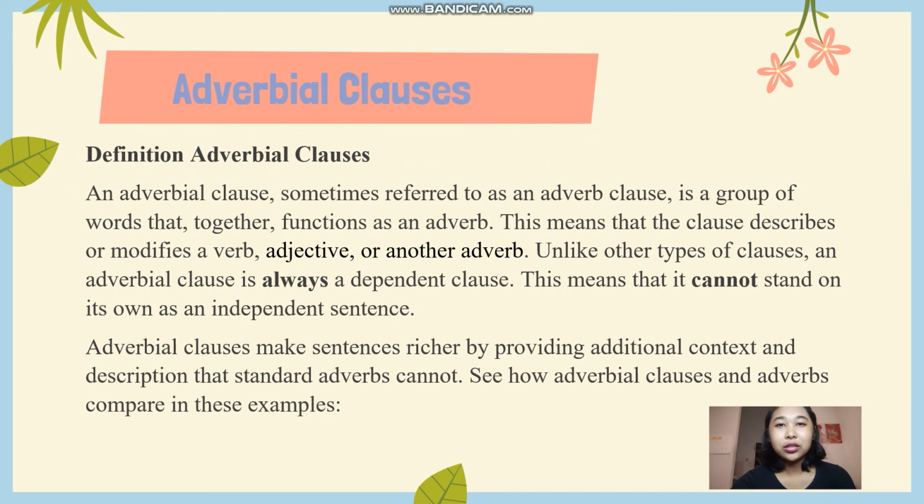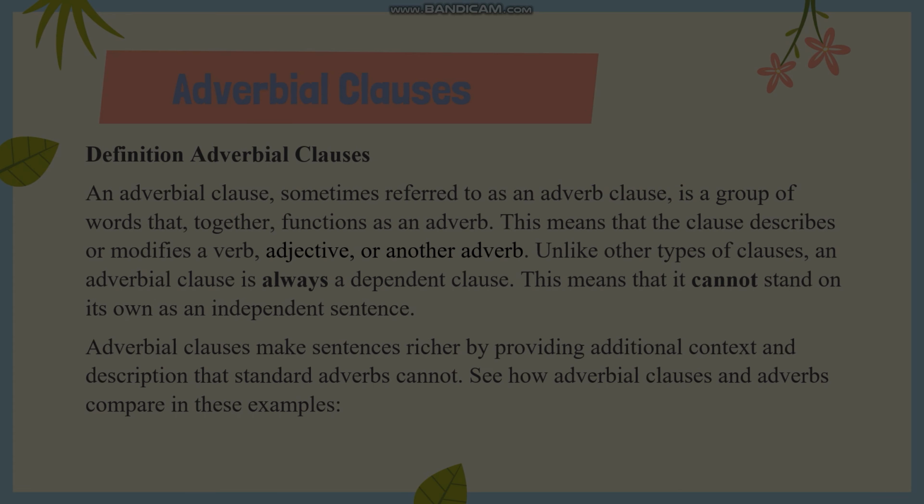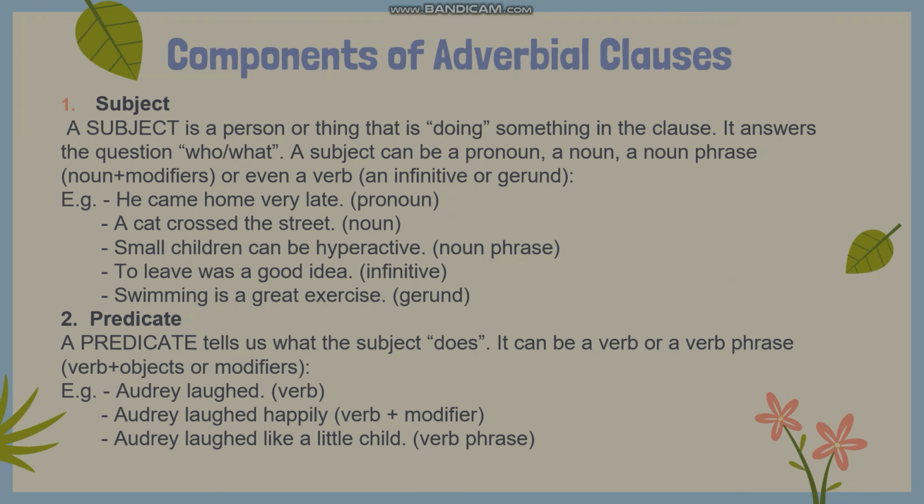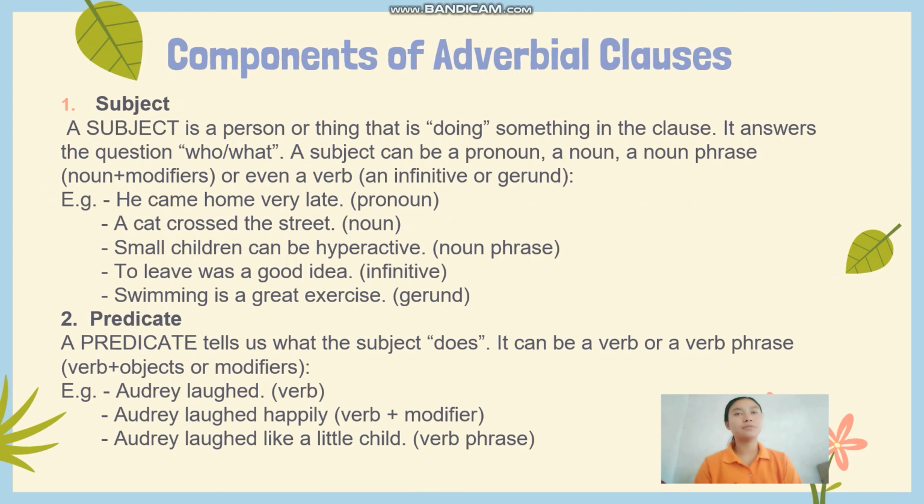Adverbial clauses make sentences richer by providing additional context and description that standard adverbs cannot. See how an adverbial clause and an adverb compare in this example. An adverbial clause has three parts. The first is a subject, the second is a predicate, and the last one is a conjunction. The subject is a person or thing that is doing something in the clause. It answers the question who or what.